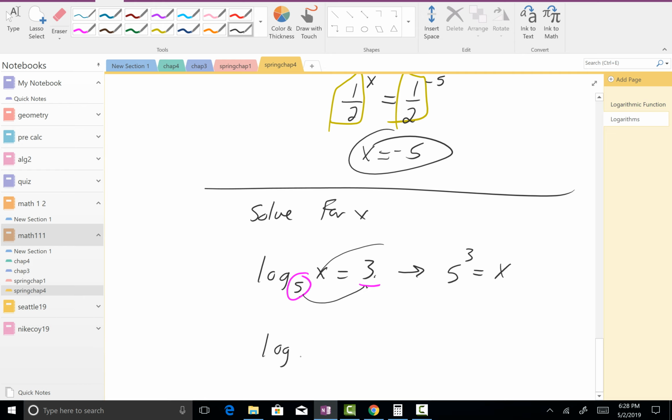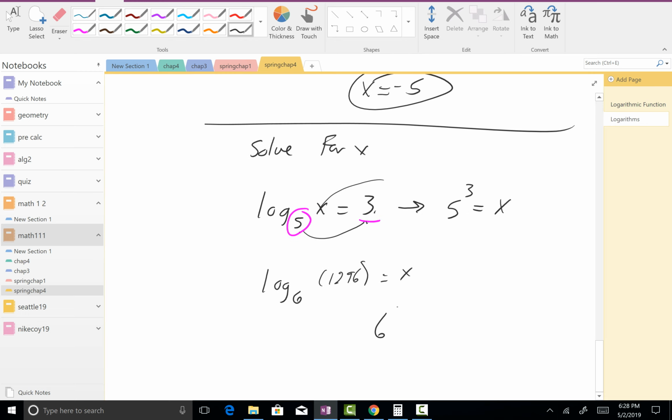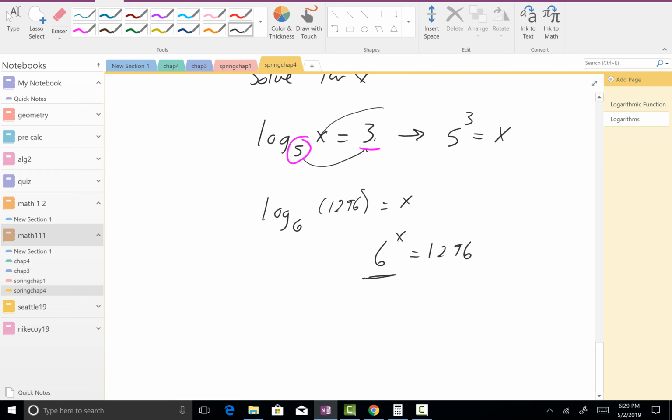So let's do number 6. Let's try one like that. Let's go log base 6 of 1296 equals x. Not sure what that is. Now, the ones in the book are all going to work out. They've got to be powers of these numbers. All right, so we can think about this.